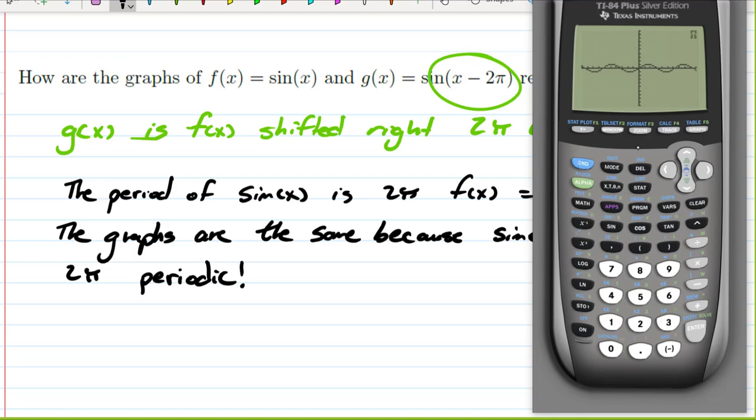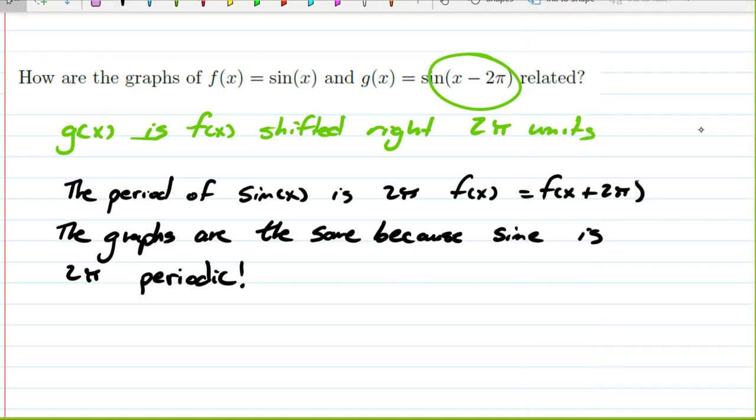exactly the same graph. And if I go second table, I will notice that my outputs y1 and y2 are exactly the same for all of these. So the graph of sine x and the graph of sine of x minus pi over 2 are exactly the same graph.